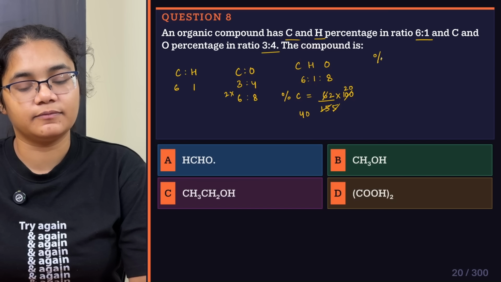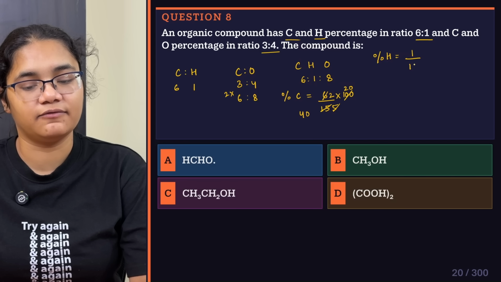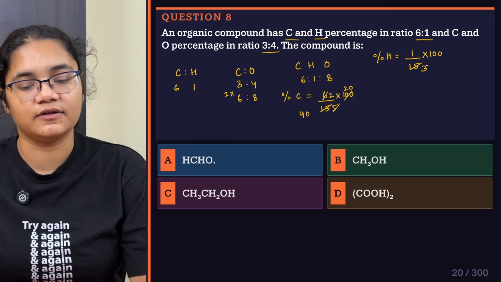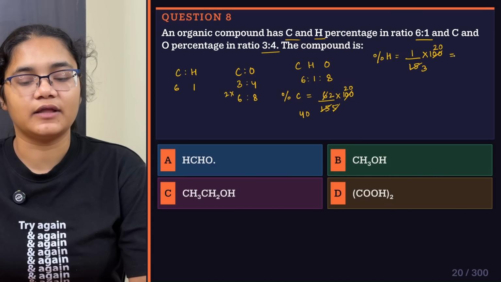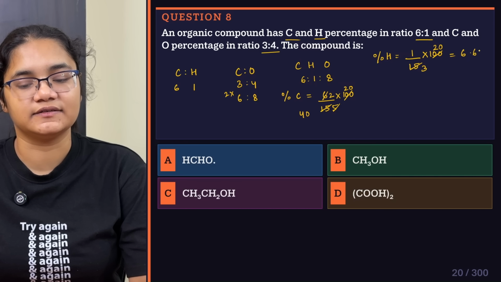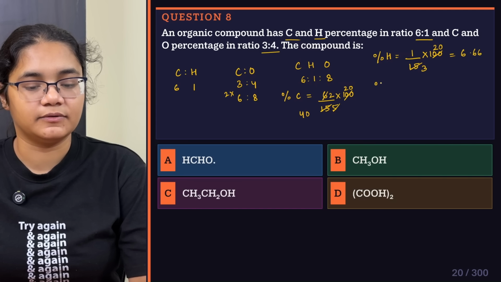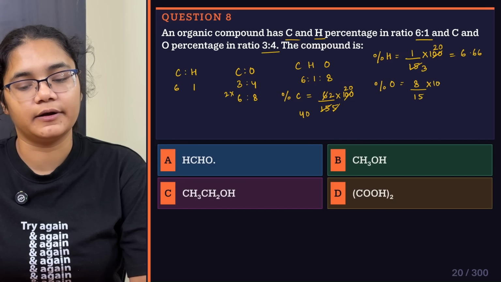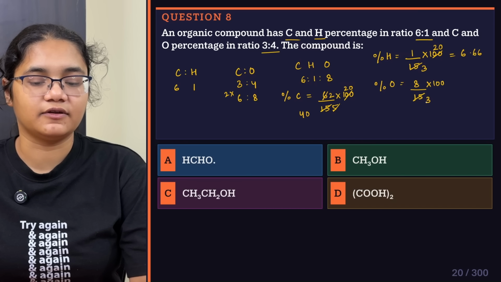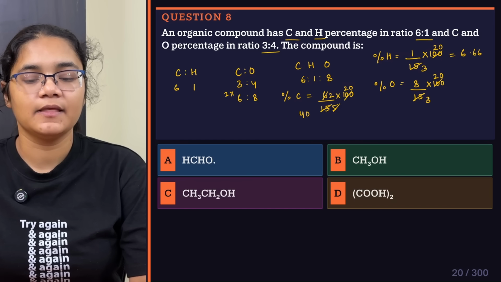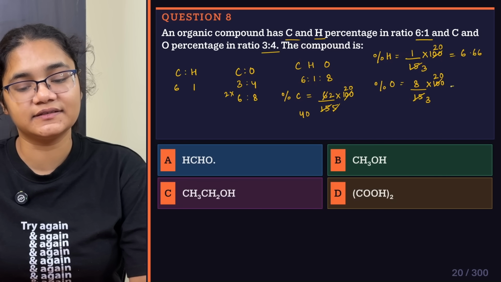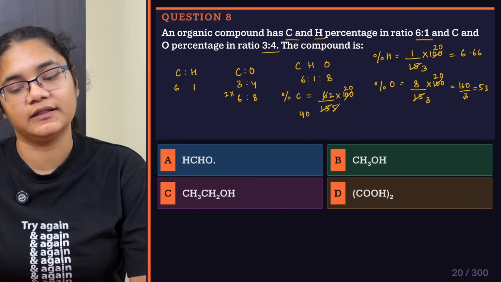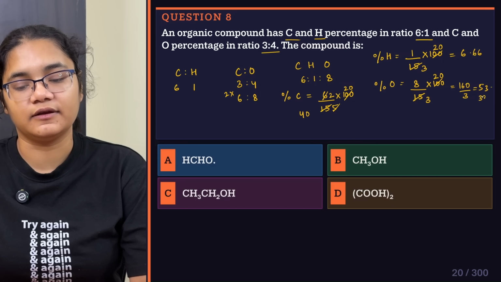Now if I want to calculate the percentage of hydrogen, it will be 1 by 15 into 100, right? So again here 5 3s are 15, 5 20s are 100, so that will give me 6.66. Next, the percentage of oxygen will be 8 by 15 into 100. So 5 3s are 15, 5 2s are 10, then 160 divided by 3. So that will be equal to 53.33, which will continue here.